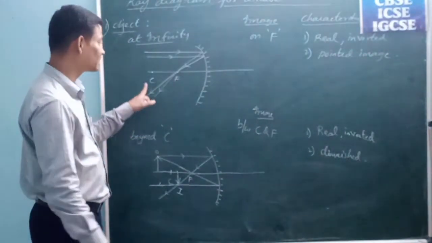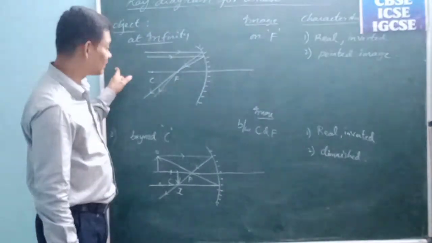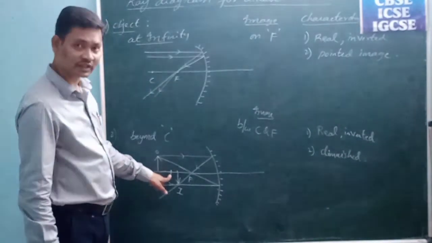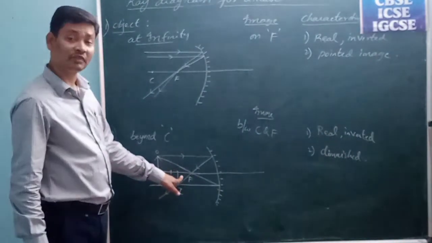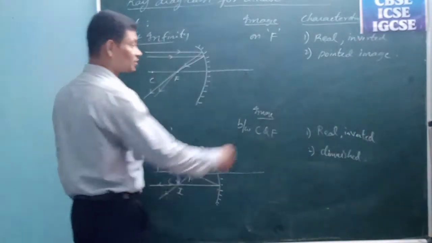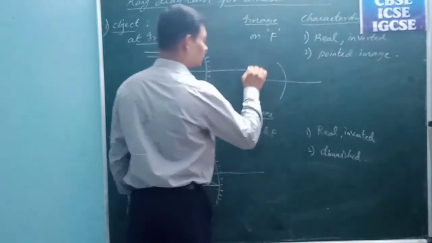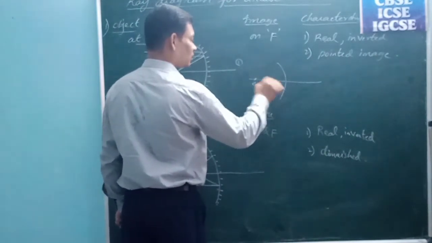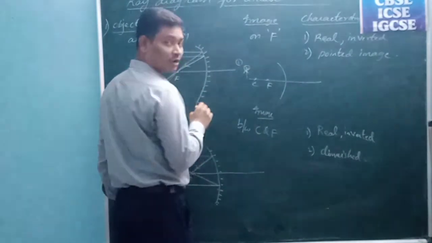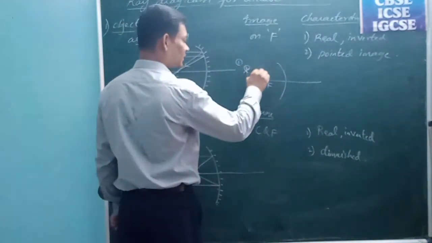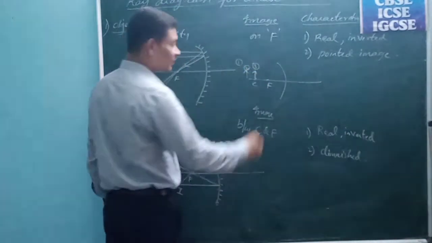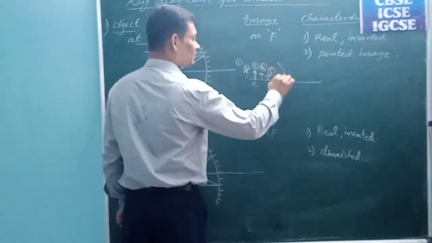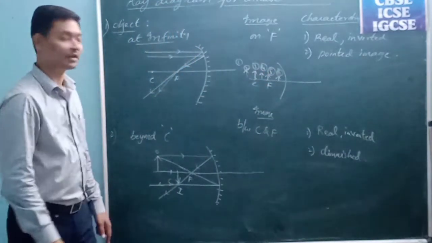The position number 1 is infinity. The object is at infinity. The second position is beyond C. Third position is on C. Fourth position will be between F and C. Fifth position is on F. Sixth position is in between F and P.